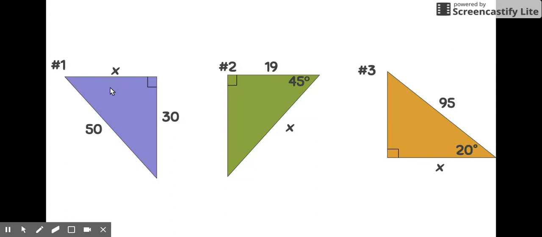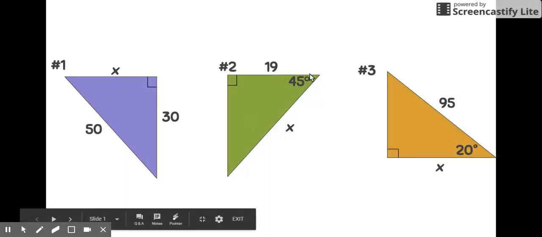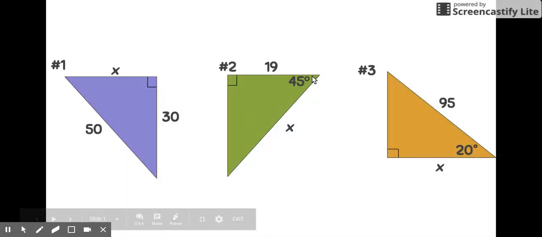Pythagorean theorem works when you have a right triangle and you have two side lengths and you're trying to find the third side length. However, in number two, we do still have a right triangle and we're trying to find the side length, but we have a side length and an angle measure, and so we couldn't use Pythagorean theorem to solve for x. Luckily, in this case, this is a special right triangle.